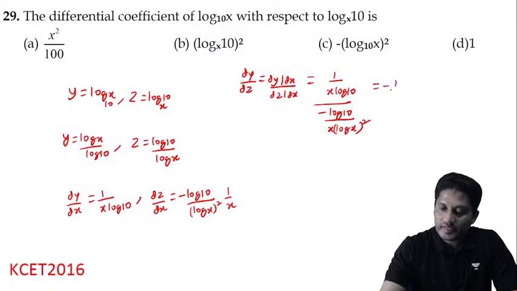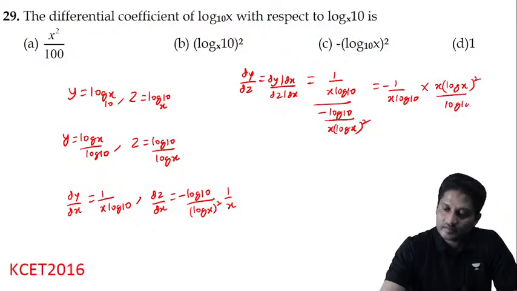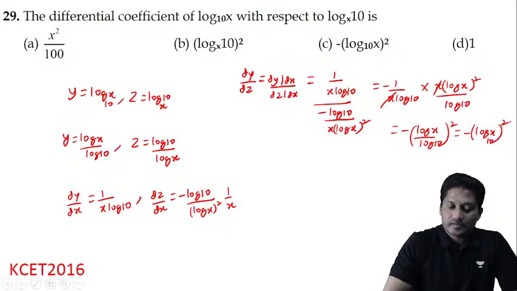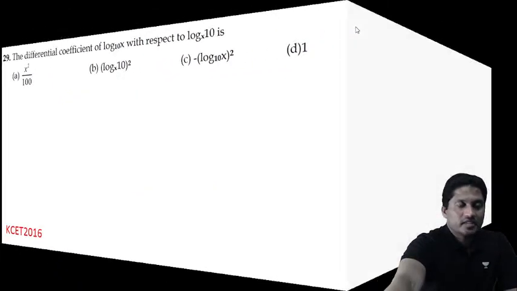Right, so this is equal to minus x into log x the whole square divided by x into log 10 the whole square. X will cancel with x, equal to minus of log x by log 10 the whole square, equal to minus log x to the base 10 the whole square. Right, answer is option C. Let's move to the next question.